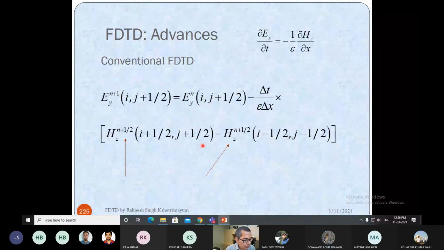There are some typos here. Anyway, if you know how to do it, you don't need to worry about all these typos. You can do it on your own also. Okay, so the idea is this term here, Hz at n plus half.